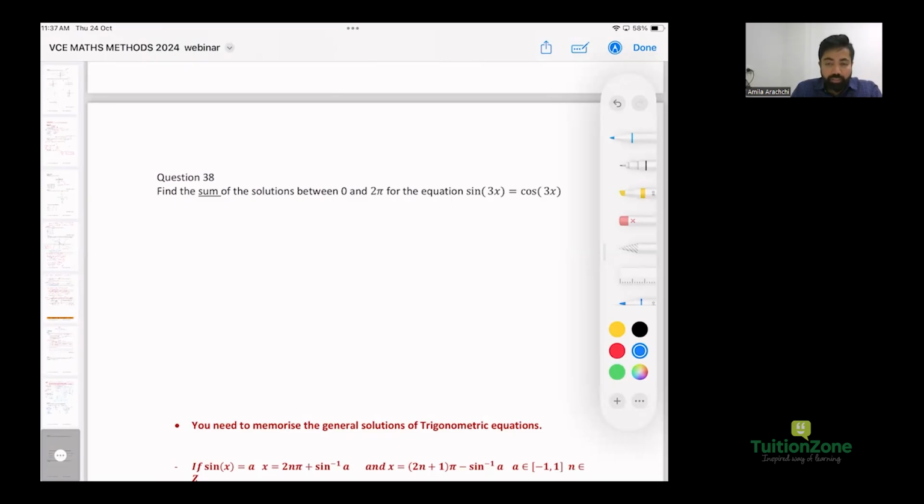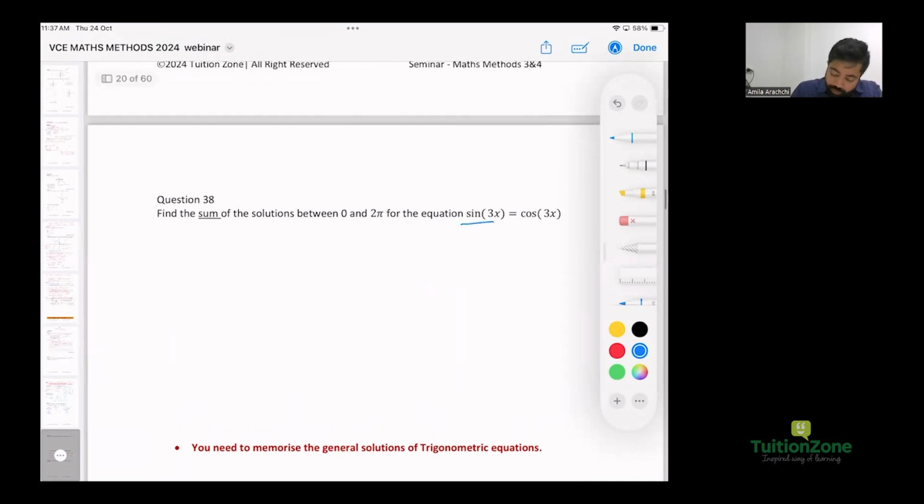What's the first thing we do here then? Because you have the sine and cos both, you can't really work anything out yet. This is a very common type of question. So you divide both sides by cos 3x. Sine over cos becomes tan. That's why the answer is tan 3x equals 1.